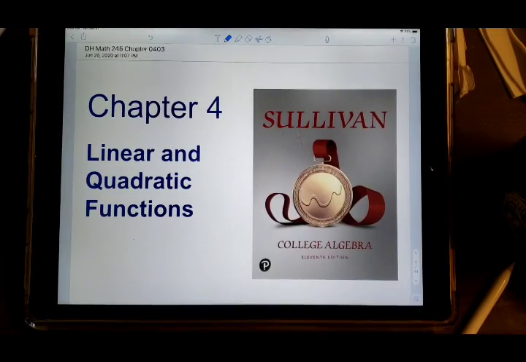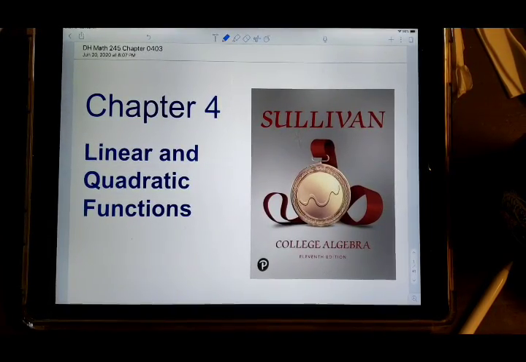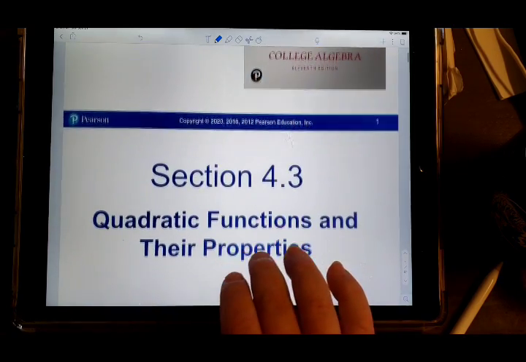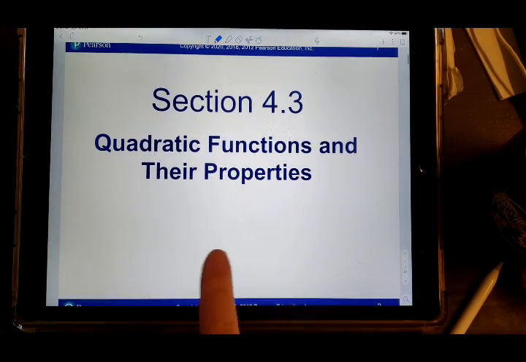All right, so keep in mind we're not doing every section of chapter 4. We're skipping the even sections. So this is 4.3, quadratic functions and their properties.